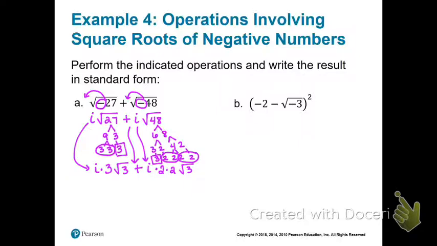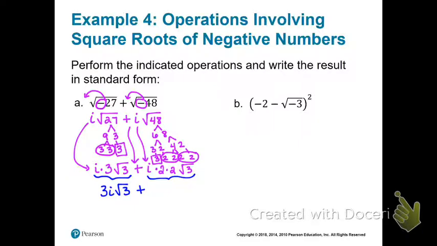So for this first part, I'm going to change colors here. I have i times 3 times the square root of 3, so this is just 3i square root of 3, plus, and then I have i times 2 times the square root of 3. Well, multiply those that are outside.